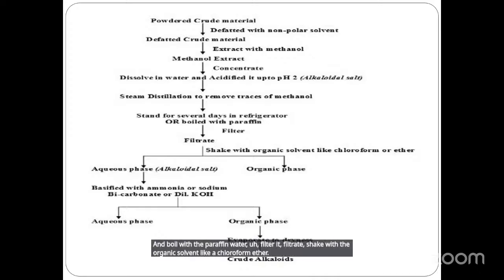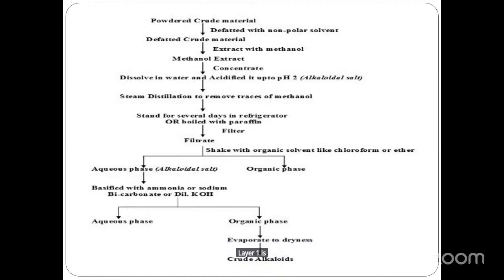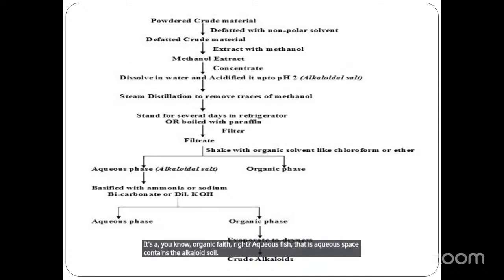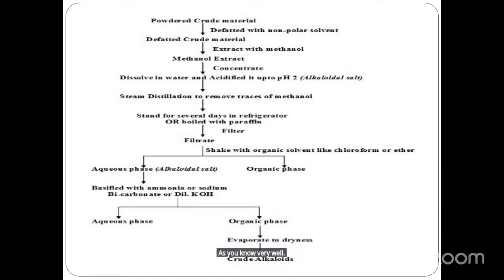Now you will get here the two layers. As you know, you can filter, and you can use here the particularly separating funnel. In the separating funnel here, you will get the two layers. One is the aqueous phase, another is the non-aqueous. That non-aqueous is the organic phase, right? The aqueous phase contains the alkaloid salt. As you know very well, salts are water soluble, right?